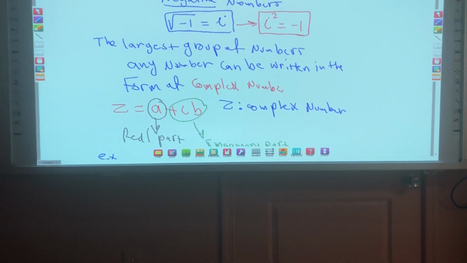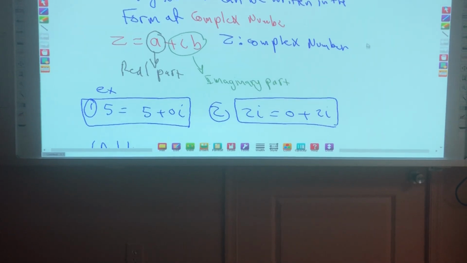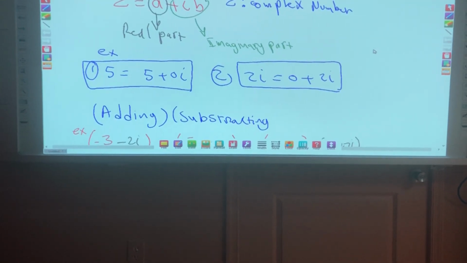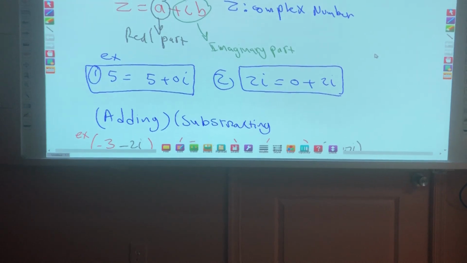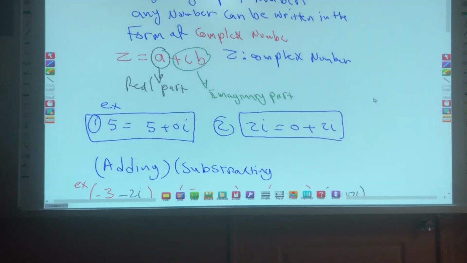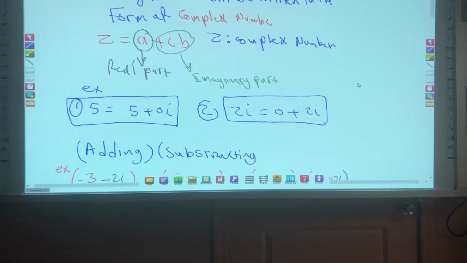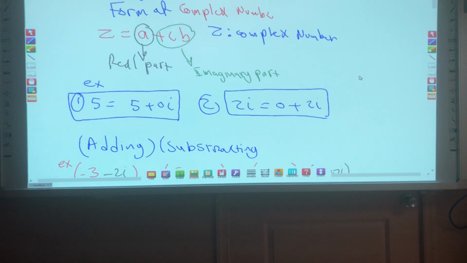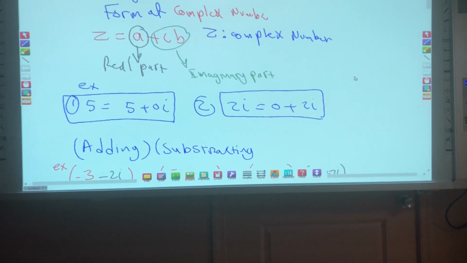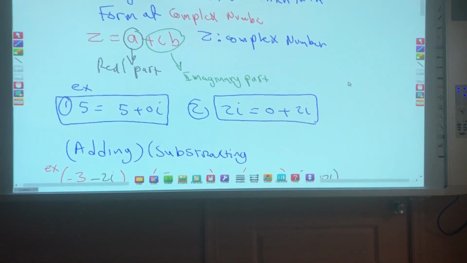As we explained in the class before, I don't know if you still remember or not, the standard form for any complex number is z = a + ib, as you see on the board. Z is the complex number itself. The complex number has two parts. The first part is the real part, which is a, and ib is the imaginary part.